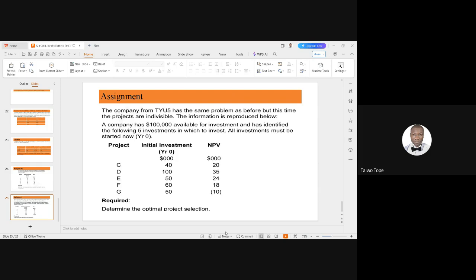So in conclusion, I would say that the profitability index tells us how much value is created per unit of investment. So it is useful under capital rationing, where we can't fund all the positive NPV projects, we must prioritize those projects with highest efficiency in using the scarce capital.